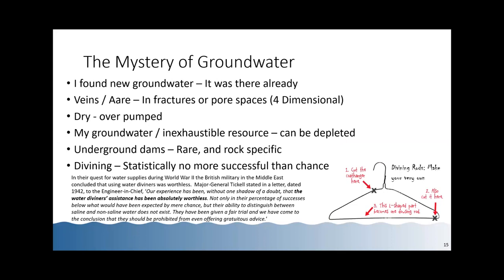And we know now that it's a 4-dimensional anomaly. And by 4-dimensional, I mean it can be orientated in various ways. It's not a hit and miss kind of question. And also there's a temporal factor to it. So in times of high rainfall, your water table might be higher, and in times of drought, it might drop.